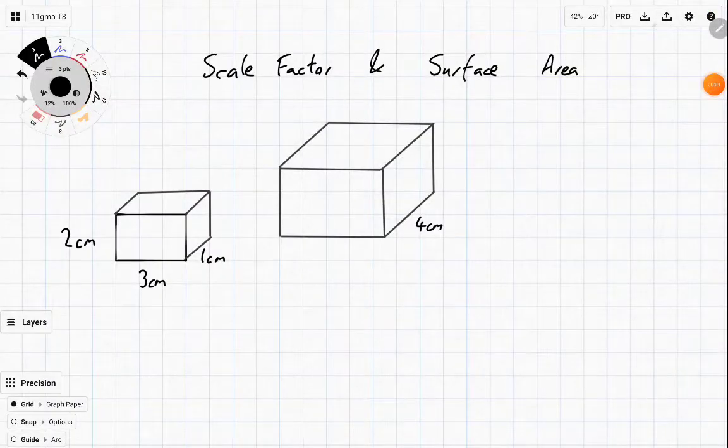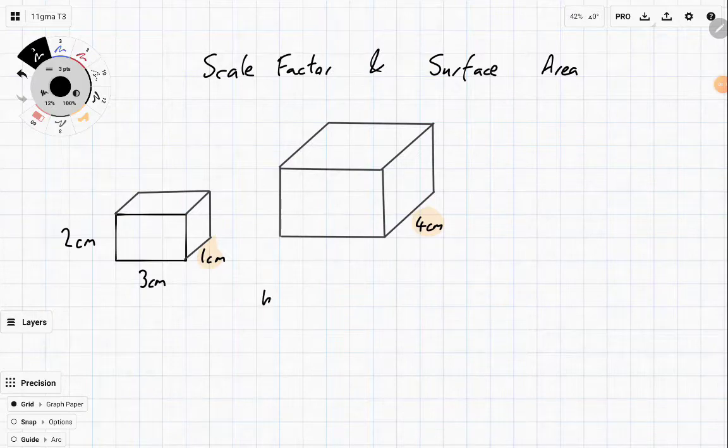Alrighty. So let's have a look at how scale factor affects surface area. In this case, you can see I've got two boxes. The first one has dimensions 2, 3, and 1. The second one has only one dimension given, which is 4 centimeters. And we can see that the 4 centimeters matches with the 1 centimeter on this one.